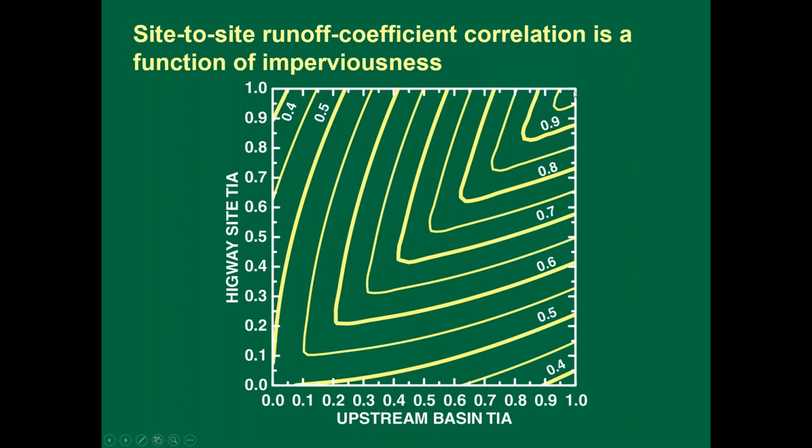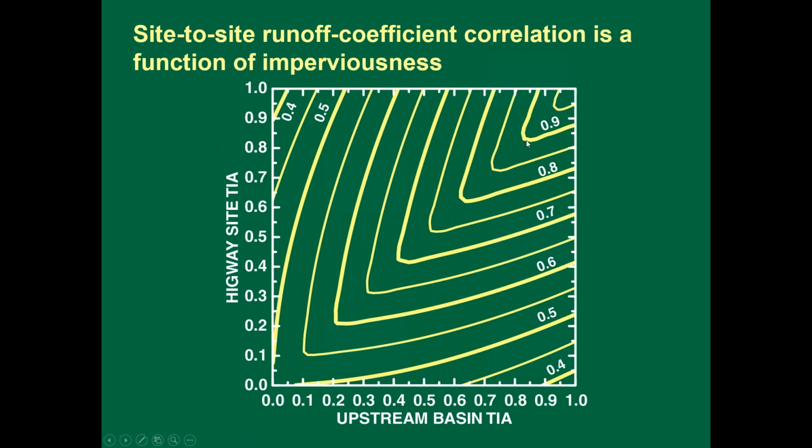What that says is when the highway site and the upstream basin have the same imperviousness, you get the maximum amount of correlation, and the correlation increases as the imperviousness of both increases. If you had a 100% impervious upstream basin and 100% impervious highway, you'd get the highest correlation. But as you get lower and lower imperviousness, they can vary from each other, so they have less correlation.